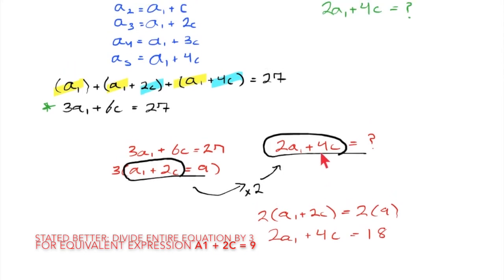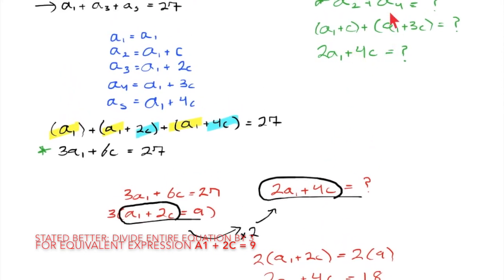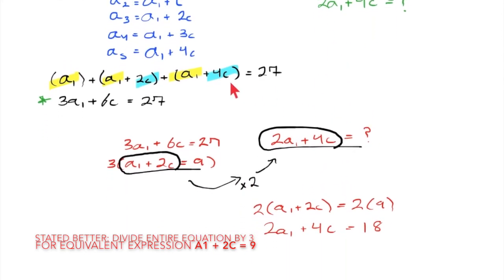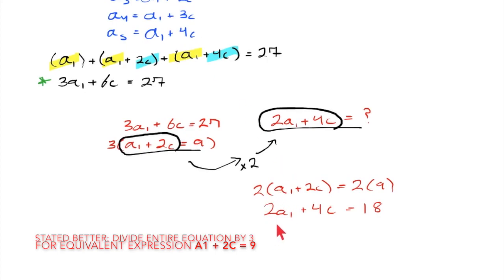But remember, 2a1 plus 4c was a rewriting of a2 plus a4. Therefore, a2 plus a4 is equal to 18.